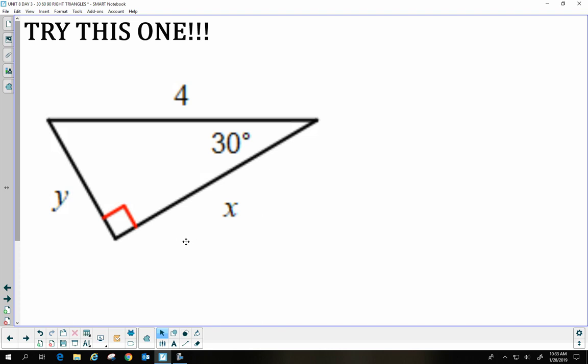So I want you to use those 3 examples to help you do this one. I want you to find x and y. Make sure you do that before class. If you have any questions, make sure you're ready to ask those questions, and you can check your answers in class.